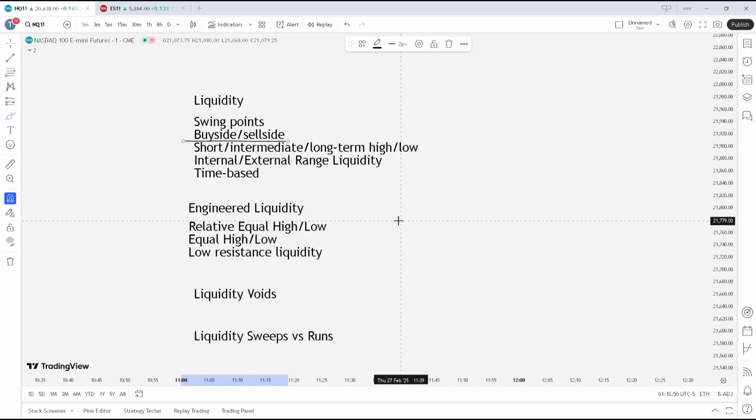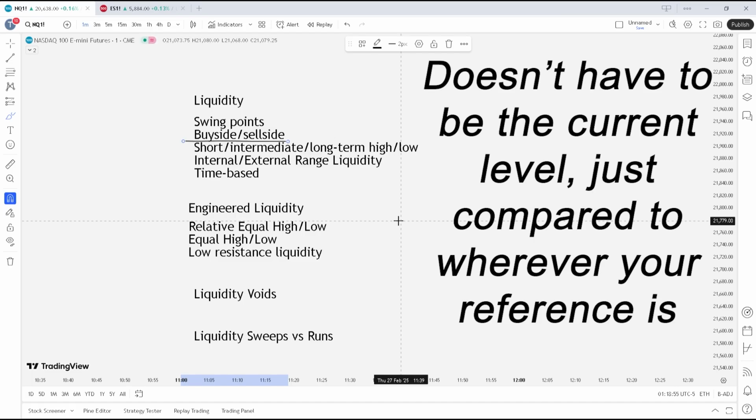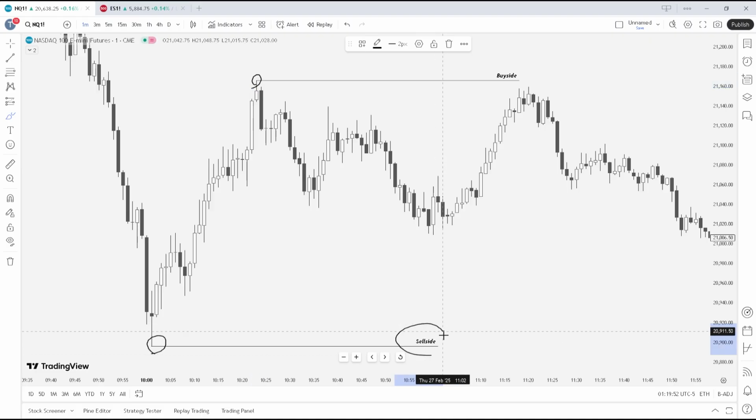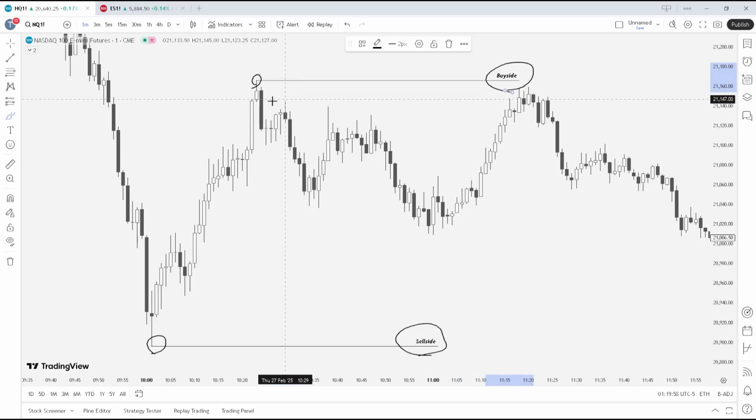So essentially, if the liquidity is above the current price level, then it's buy side. And if the liquidity is below the current price level, then it's sell side. So right here we have the same swing points from before. We have this swing low and this swing high. And this would be sell side because it's at a swing low, right? And this would be buy side because it's at a swing high.